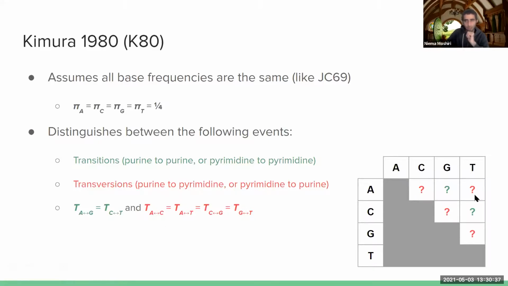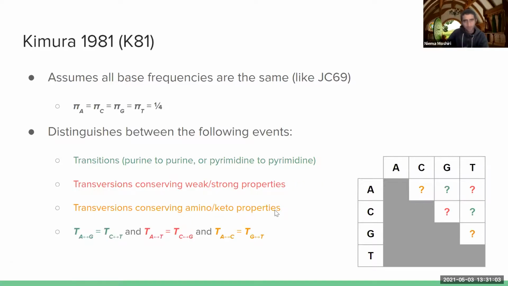Does that kind of make sense? So there are only 2 rates here. These 2 rates are equal, and then these 4 rates are equal as well. There's a green rate and a red rate. Okay, so now we're getting a little bit more complicated. We're differentiating between these and these.